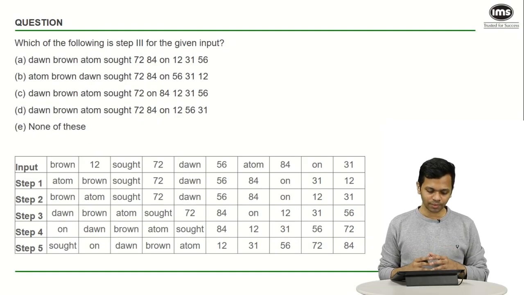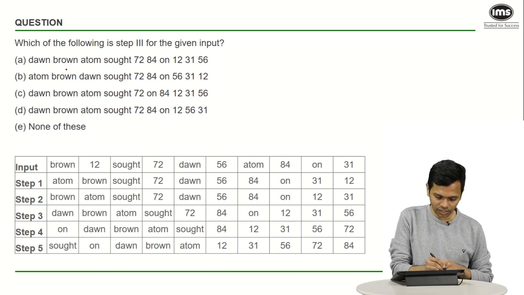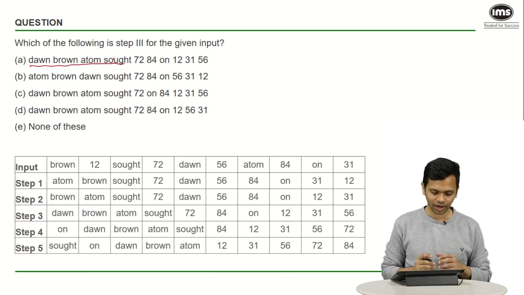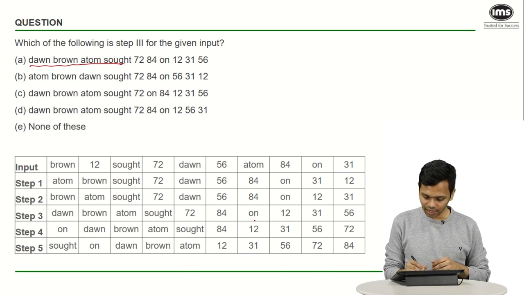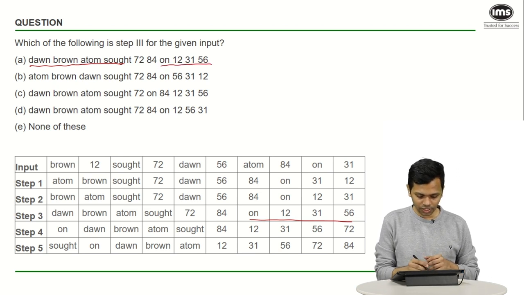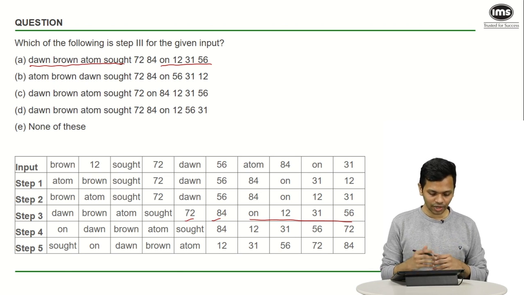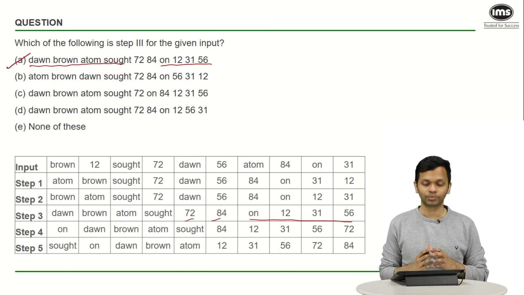Which of the following is step 3 for the given input? Now here, since I have already written it, it should be very easy for us to answer. So we have Dawn, brown, atom and sort. So that's the first 4 words that we are going to have in sequence. And at the end, we are going to have on, 12, 31 and 56, right? So I can see that happening here. And of course, the remaining, which are 72 and 84, they are going to be in the center. So we have our answer, which is answer option A.